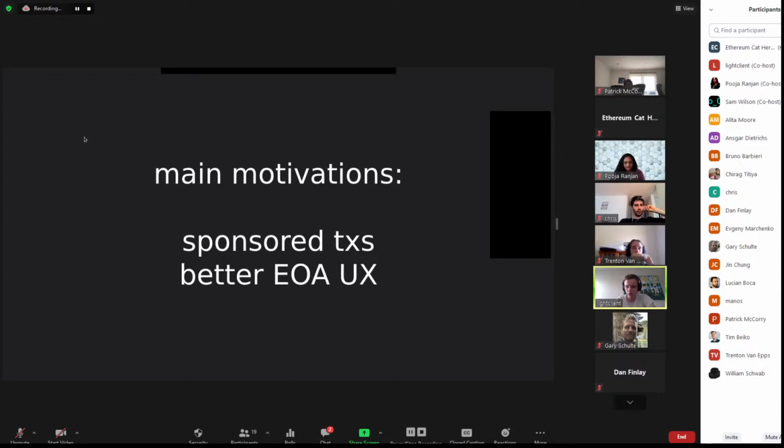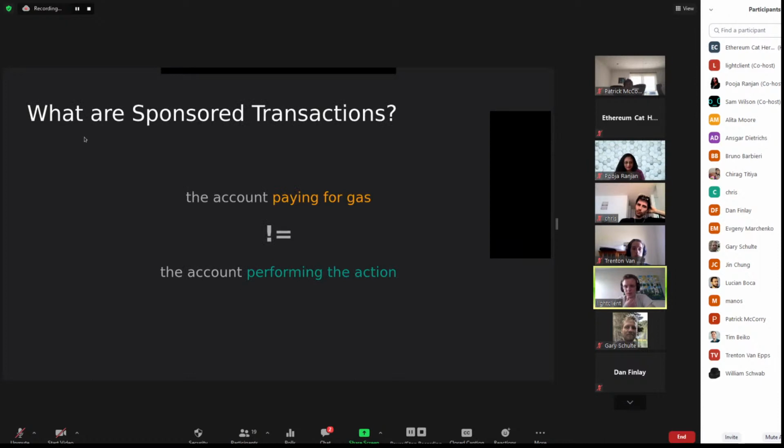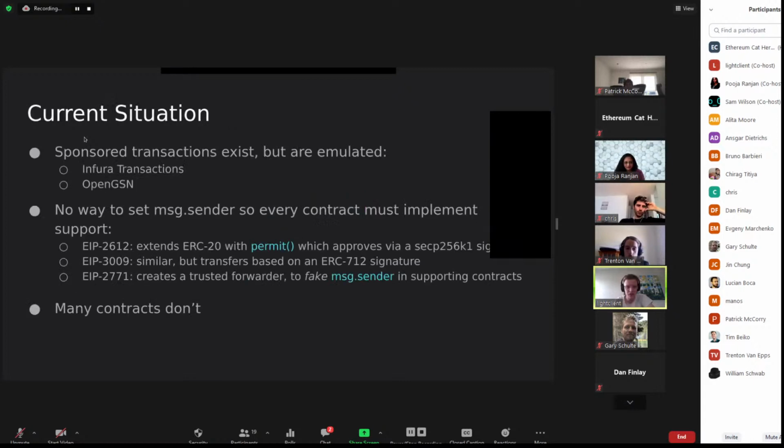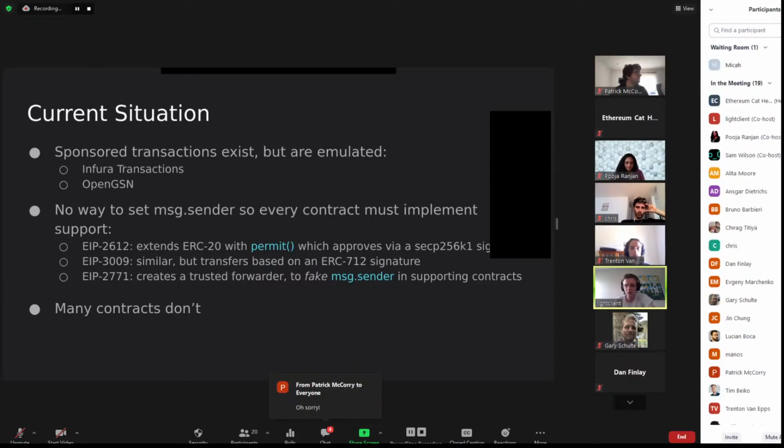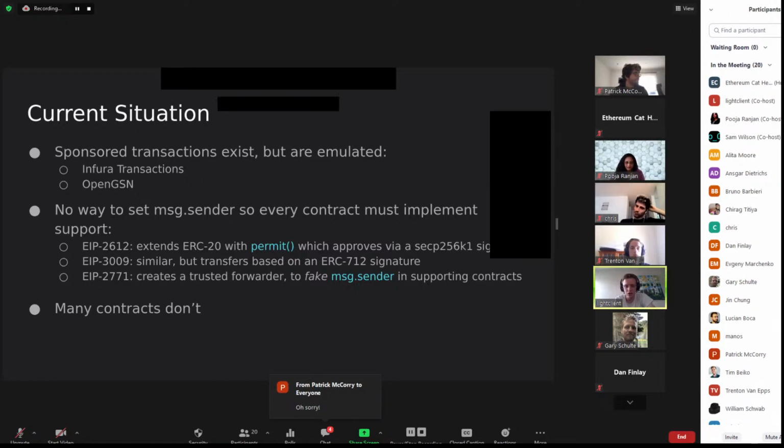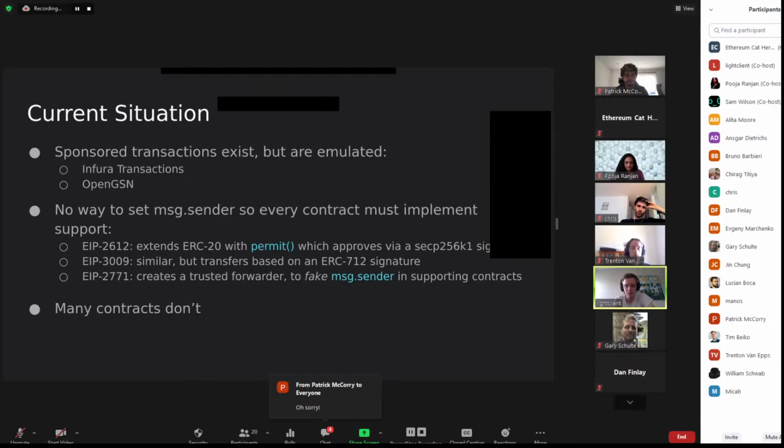Everyone here knows what a sponsored transaction is: the account that pays for gas is not the account that is going to perform the action. Today, sponsored transactions exist, but they're mostly emulated with meta transactions. Infura transactions and OpenGSN are pretty well-known groups working in the space. The issue stopping this technology from going mainstream is that there's not really a good way to interact with contracts that don't support meta transactions, so you have to redeploy the contracts you want to interact with to have this functionality. The nice thing about 3074 is it allows you to sidestep that and just interact with everything that already exists on mainnet.